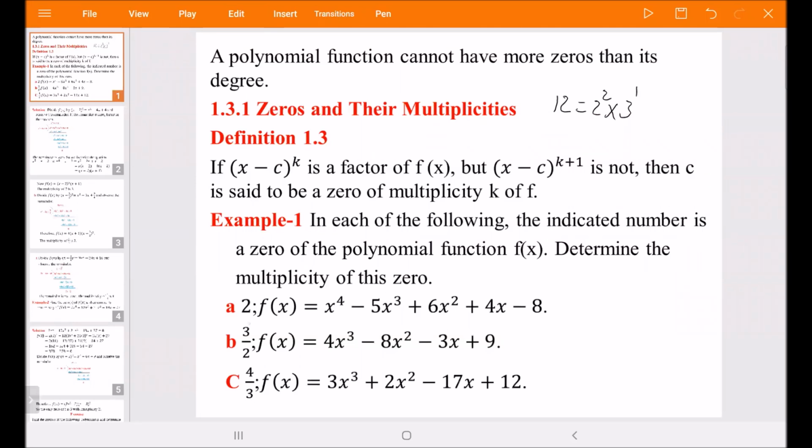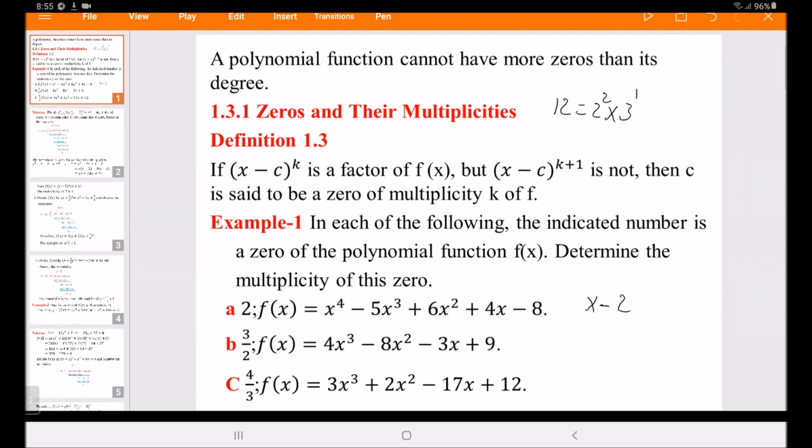First, you are given a zero, so convert it into a factor. So use the factor theorem. According to the factor theorem, if f of c is equal to 0, then x minus c is a factor of that polynomial, or c is a zero of that polynomial. So when 2 is converted into a factor, it is x minus 2. 2 is a zero for f of x, so x minus 2 is a factor of f of x.